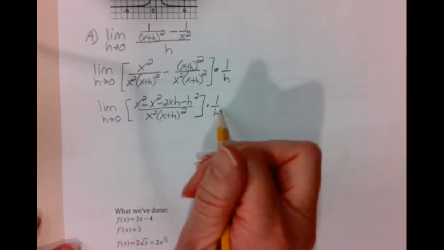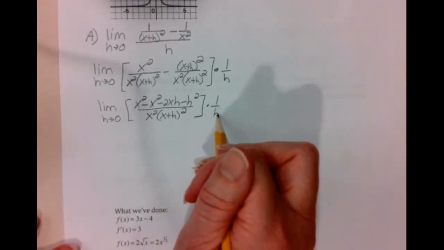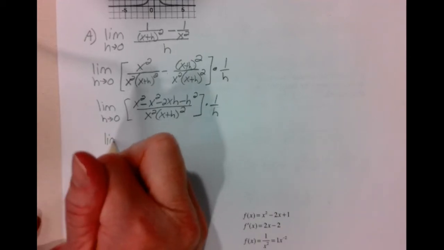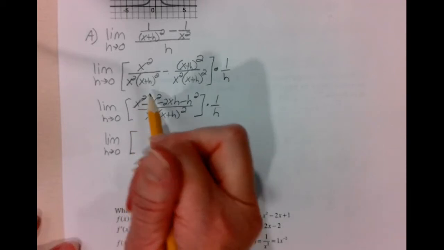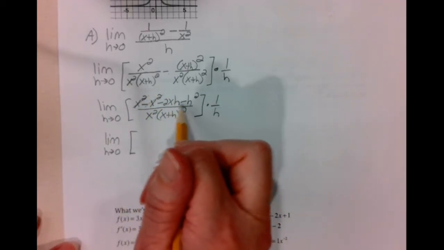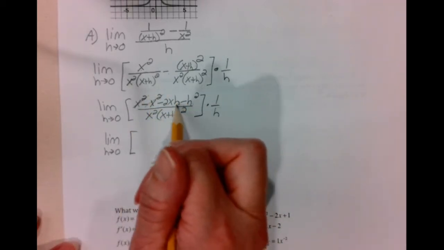And again, this is the h going to 0, so ideally I want to cancel it. So the limit as h goes to 0 of, like terms are gone. Now look at what we have left. They both have h's in them.